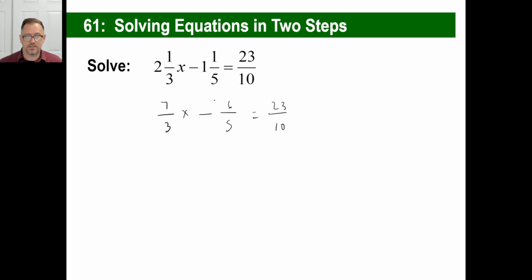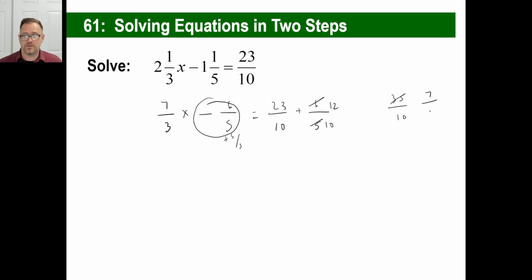All right, we need to get rid of this part right there, which means we're going to add 6/5 to both sides. And I'm just going to go ahead and do this in one step here. 6/5, that's the 10 there. That's the same thing as 12/10, right? So 23/10 plus 12/10 is 35/10. And we can reduce that to a reduced fraction. Well, 5 goes into both of those.